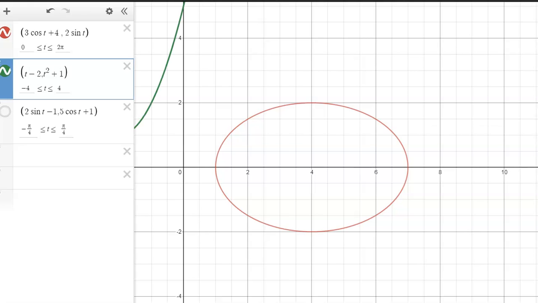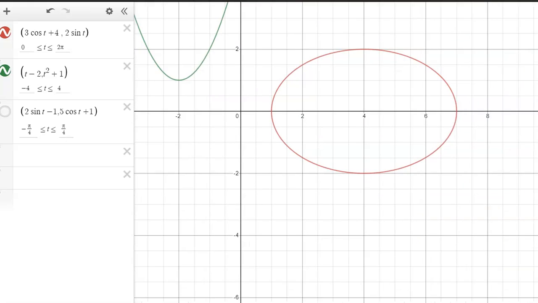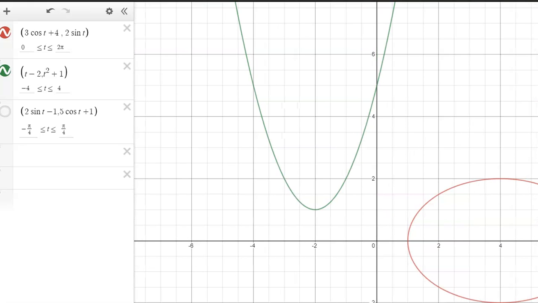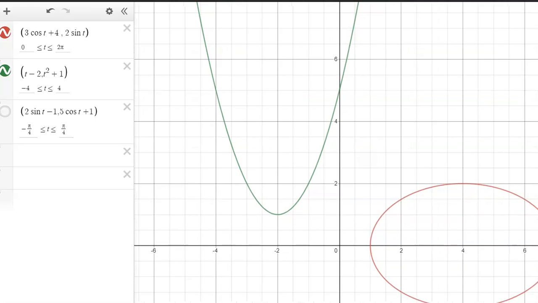Well, we sketched this out ourselves, and actually, look, there it is, looking very nice. And we said that this minimum point was at minus 2, 1, which indeed it is, and it goes through at 5. So we got that one pretty darn good.